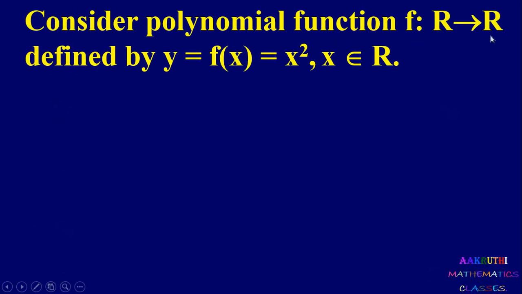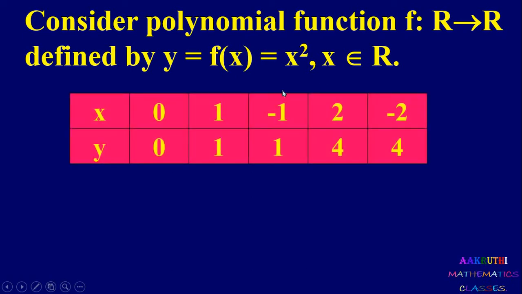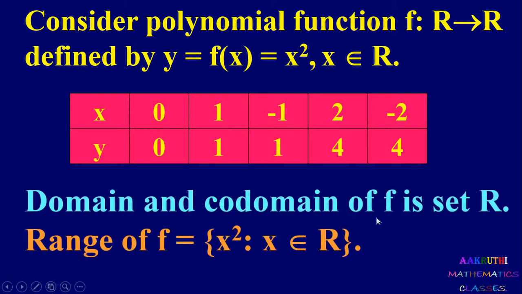Consider a polynomial function f from R to R defined by y equal to f of x equal to x square for all x belongs to R. So we take x values 0, 1, minus 1, 2 and minus 2. Then the y values are 0 square is 0, 1 square is 1, minus 1 square is 1, 2 square is 4 and minus 2 square is also 4. Now the domain and codomain of this function are the set of real numbers and the range is the set of all x square such that x belongs to R. So here the range is the square of all real numbers.